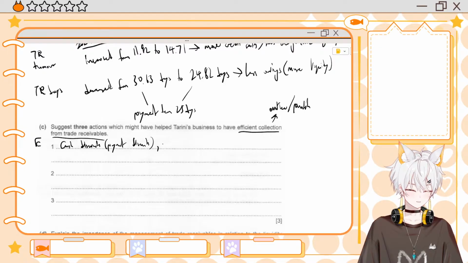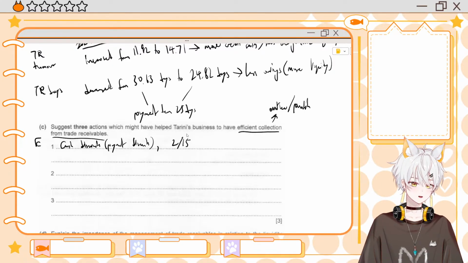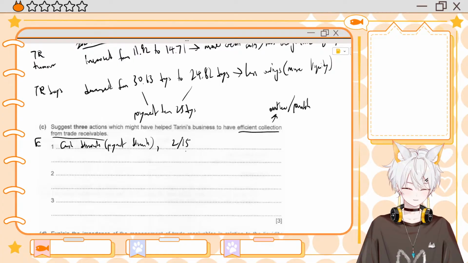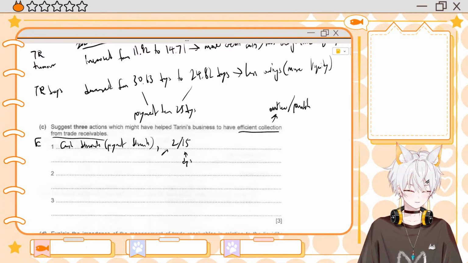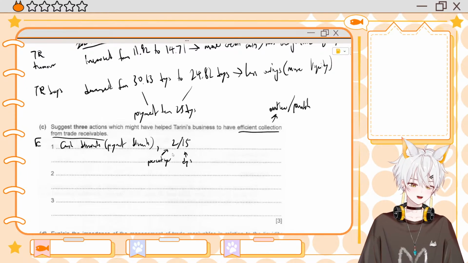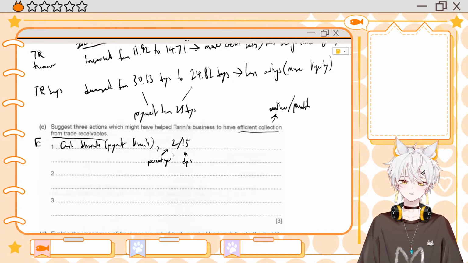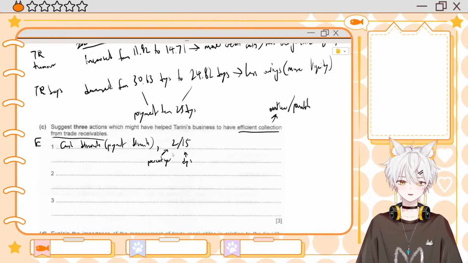Okay, so what does this mean? Sometimes you can see something like 2/15. If you're working out there, you see something like this. It means within 15 days, so this is the number of days, and this is the percent. Within 15 days, if you pay up, you get a 2% discount off whatever you have owed. So you just need to pay 2% less, 98% of what you actually owed to the company.